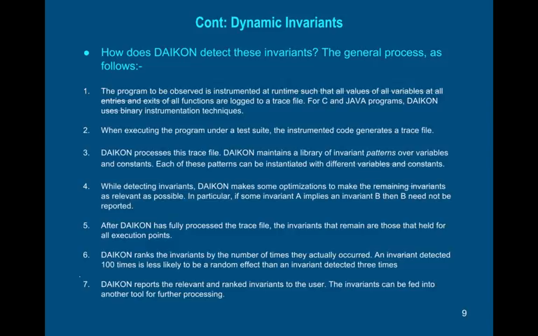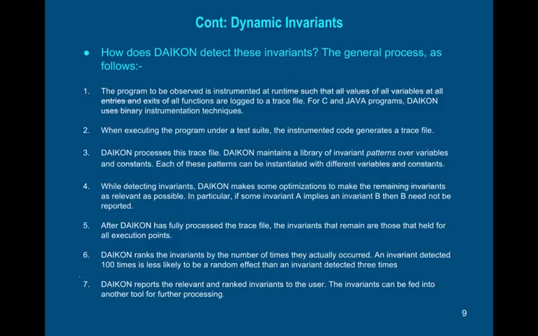Third, DAIKON processes this trace file, and maintains a library of invariant patterns over variables and constants. Each of these patterns can be instantiated with different variables and constants. While detecting invariants, DAIKON makes some optimizations to keep the remaining invariants as relevant as possible. In particular, if some invariant A implies an invariant B, then B need not be reported. After DAIKON has fully processed the trace file, the invariants that remain are those that held for all execution points.